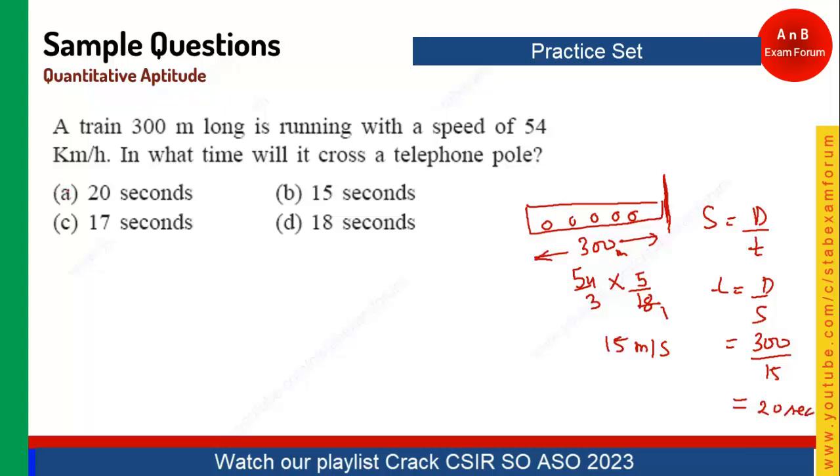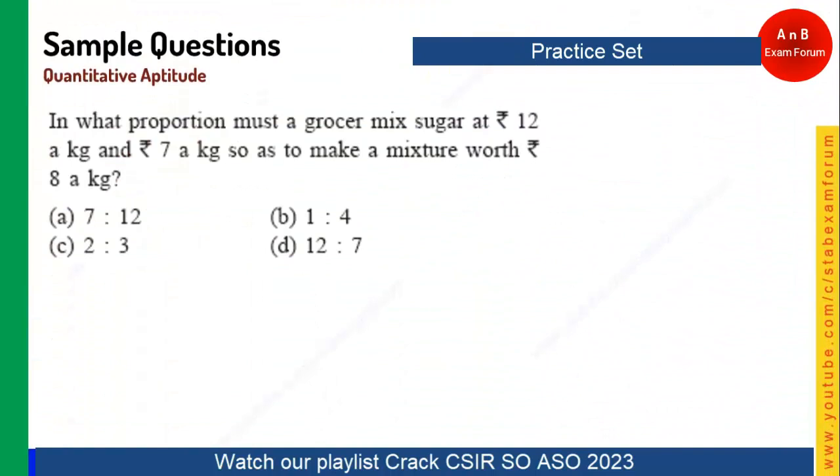Student, in the exam you should not draw such a diagram. You should try to answer from the question itself. Like 300 meter, you know it is a distance. What is the speed? 54. You convert 54 with 5 by 18, you get 15. After getting that, you will get 20 as the answer. Shall we move to the next question? Let's begin the timer.